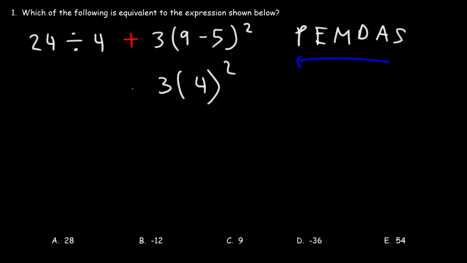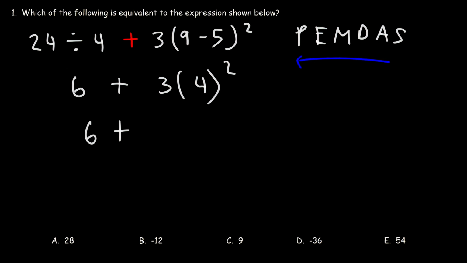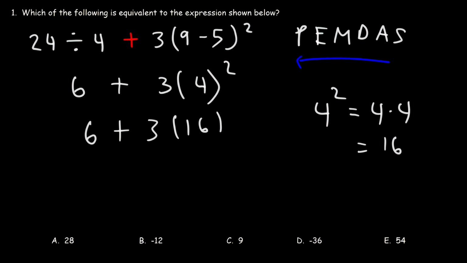24 divided by 4 is 6. So this is what we have. Now, we don't want to do 6 plus 3. We need to work with the exponents before we add. So what is 4 squared? 4 squared means that we're multiplying two 4s. 4 times 4 is 16.